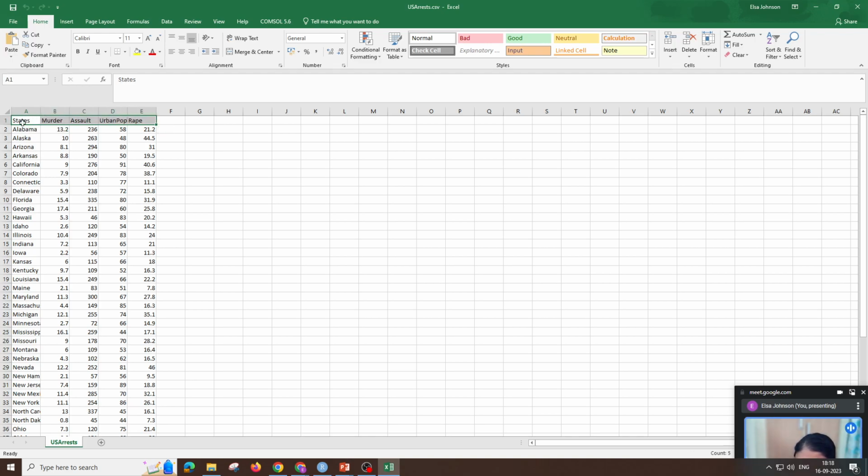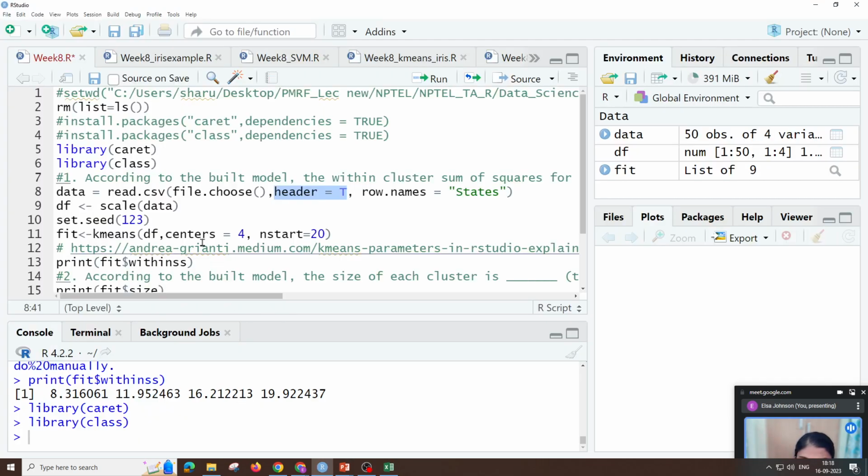There are labels for the header like states, murder. So a header is present for the data, and that's why you are giving header equal to true. Then row.names equal to state, because it was given that you have to make the index the state names. So that's also done.